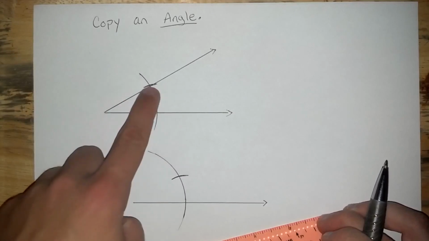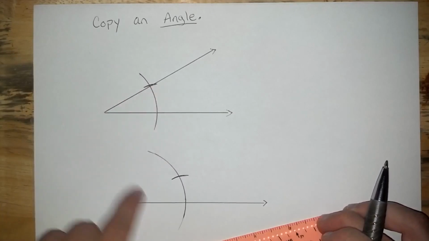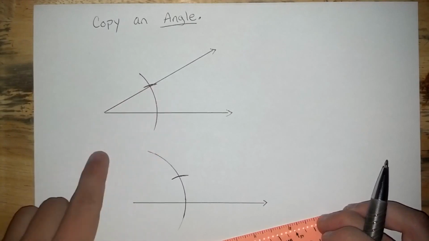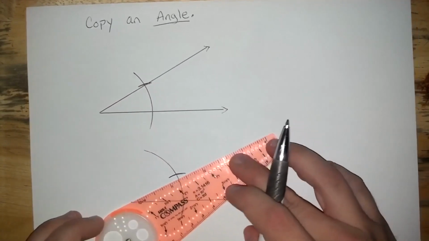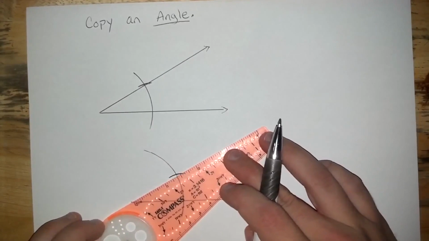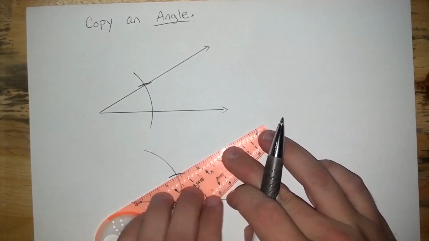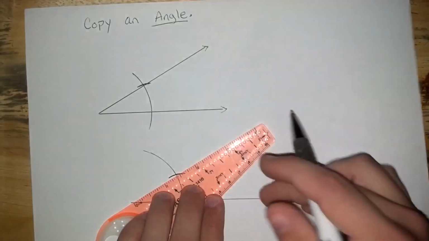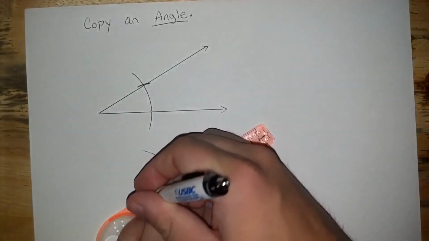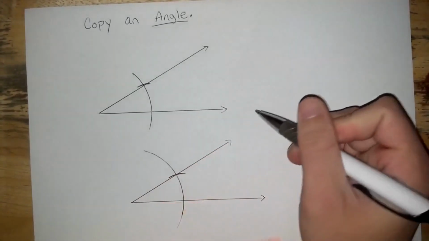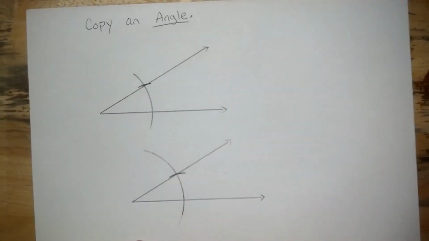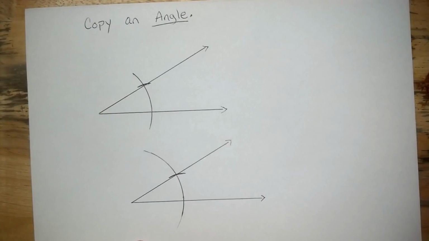Which means, if I connect the vertex through that point, just like it is up here, I'll have recreated that exact same angle right down here. So go ahead and do that. Connect the vertex with the point where our two arcs intersected. And this angle is exactly the same as that. And that's how you copy an angle.